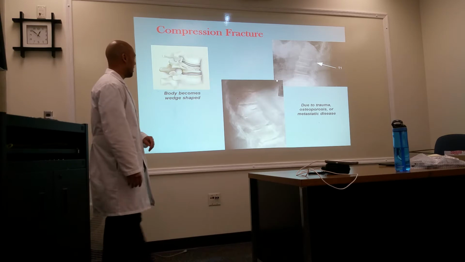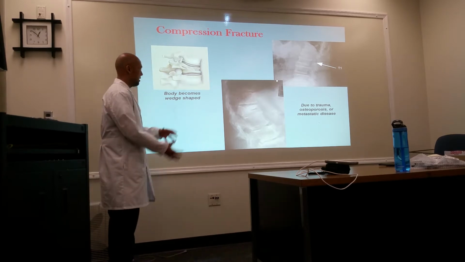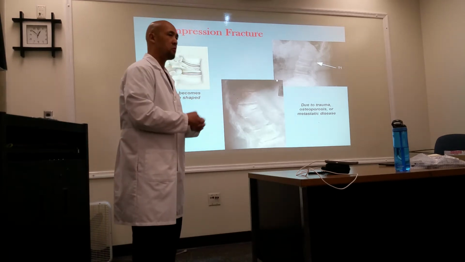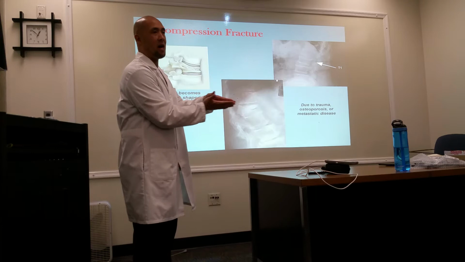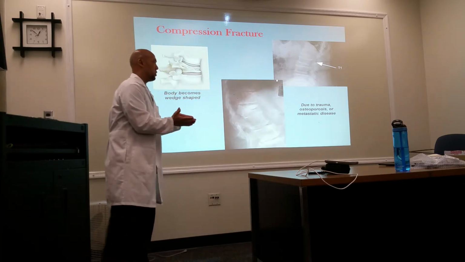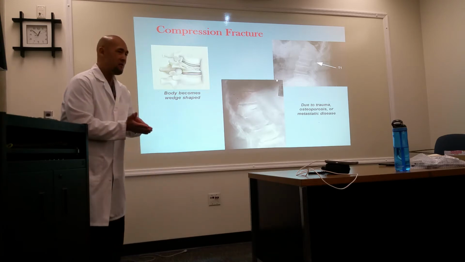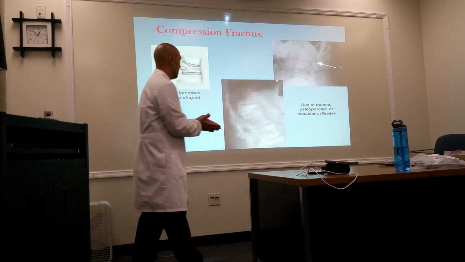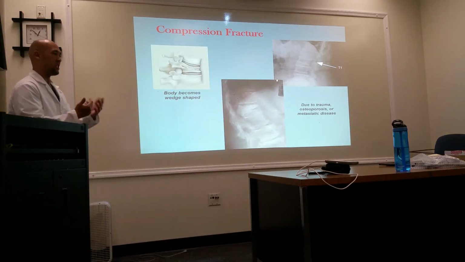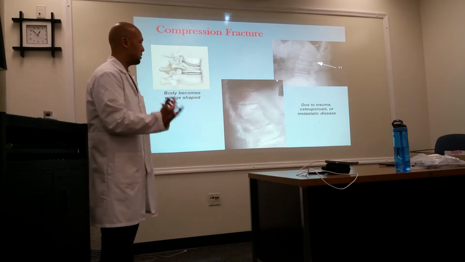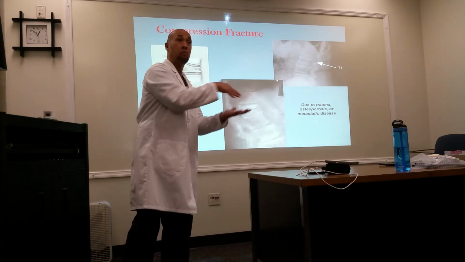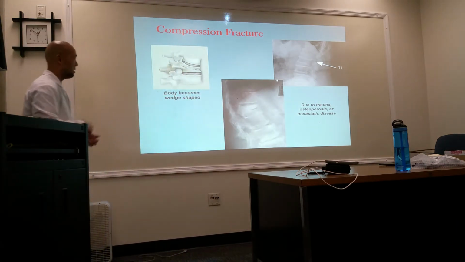Compression fracture. This is just an example. There are many types of compression fractures, but here specifically we're talking about a compression fracture of the body of the vertebrae, causing a wedge shape. This can be due to trauma, very common in osteoporosis, and also occurs with metastatic disease, where the bone loses a lot of bone mass, becomes weak, and cannot support the weight, causing the body of the vertebrae to compress.